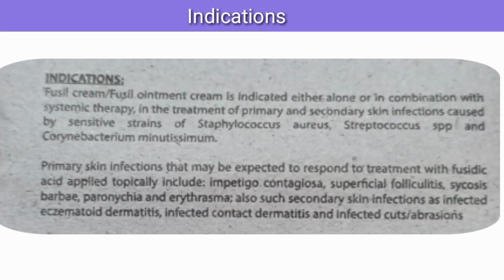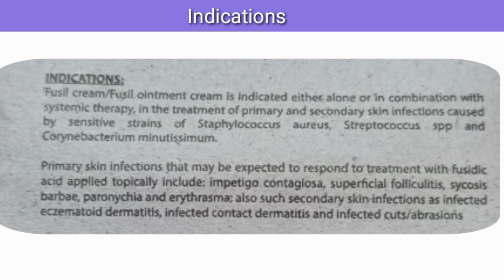Indications: Fusil cream. Fusil ointment cream is indicated either alone or in combination with systemic therapy in the treatment of primary and secondary skin infections caused by a sensitive strain of Staphylococcus aureus, Streptococcus species, and Corynebacterium minutissimum.